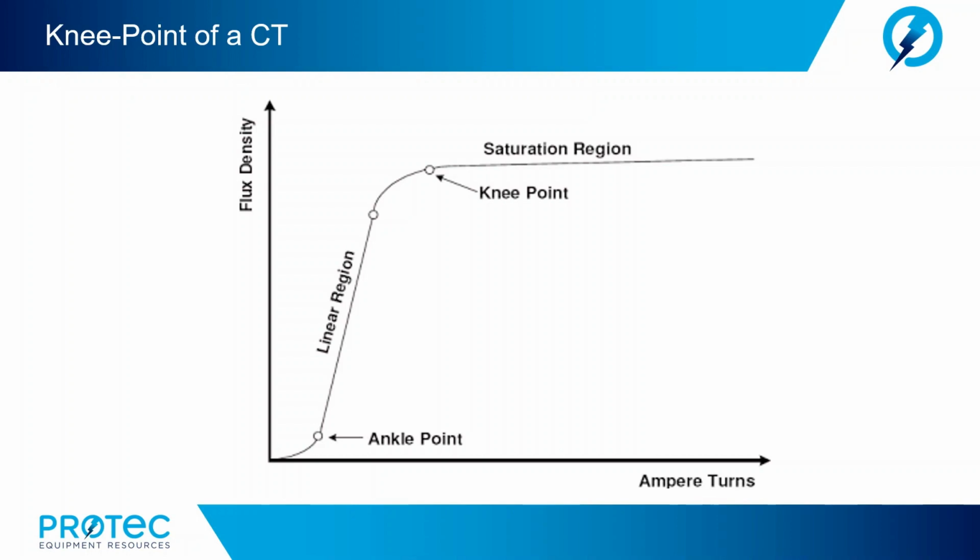Now, the knee point is defined as the point at which an increase of applied voltage of 10% results in an increase in magnetizing current of 50%. The knee point voltage is less applicable for metering CTs since their accuracy is generally much tighter and constrained within a very small bandwidth of the current transformer rating. The knee point, however, is very important to protection CTs since they are exposed to currents of 20 to 30 times rated current during a fault.